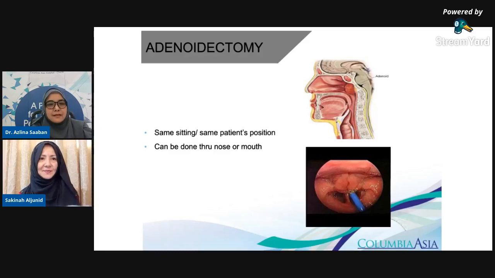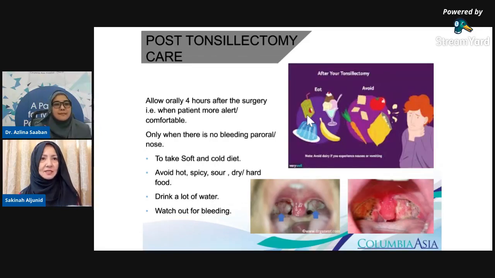Okay, so what's next? Post tonsillectomy care. This one I know I've heard of ice cream before. That's the only thing I know about tonsillectomy, that in order to heal you eat ice cream because you need cooling down. Okay, maybe doctor you can explain in detail.